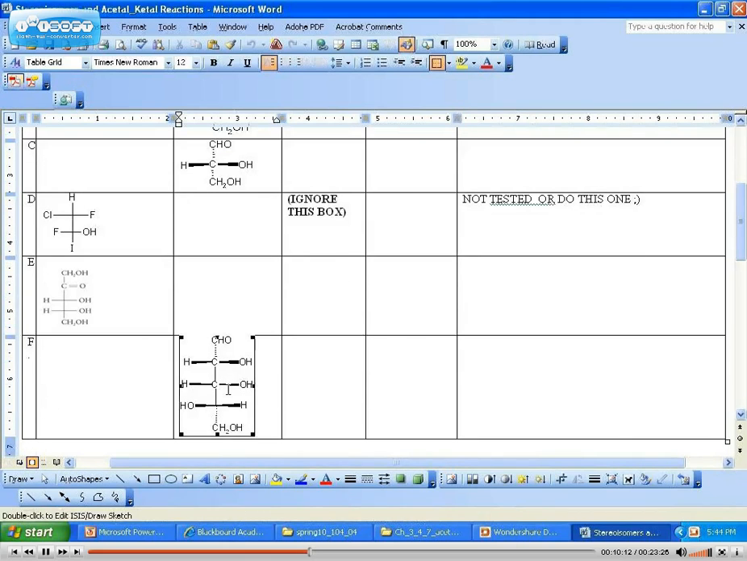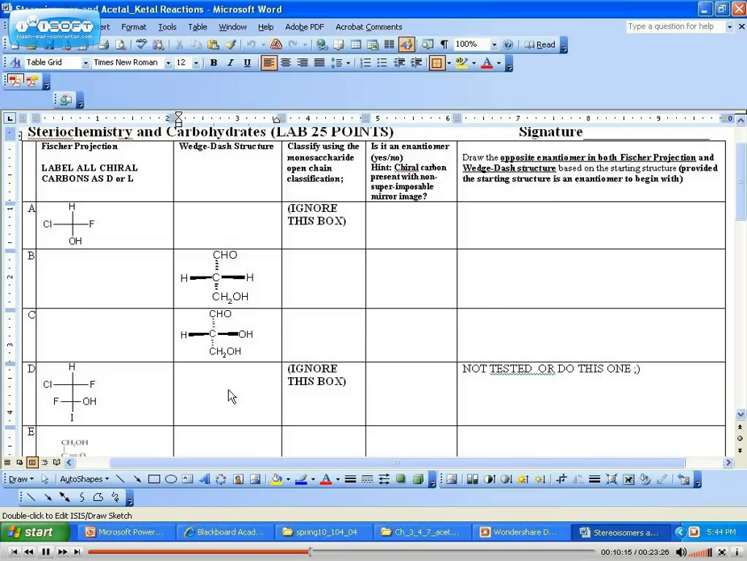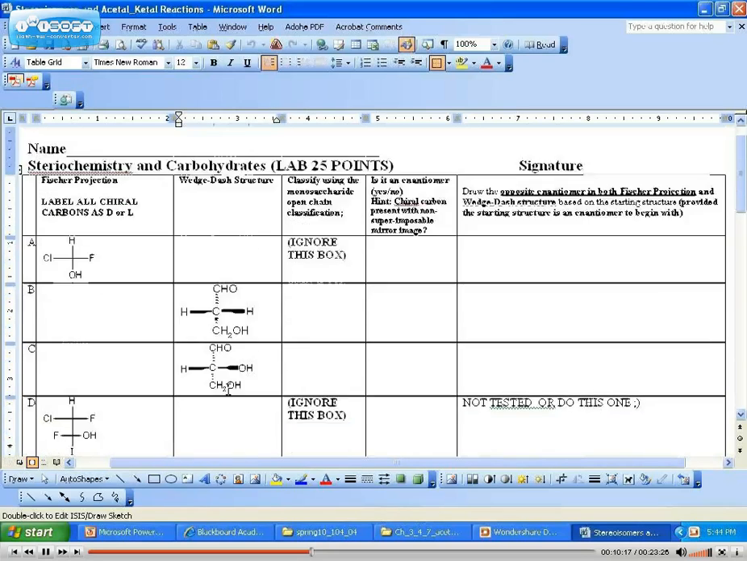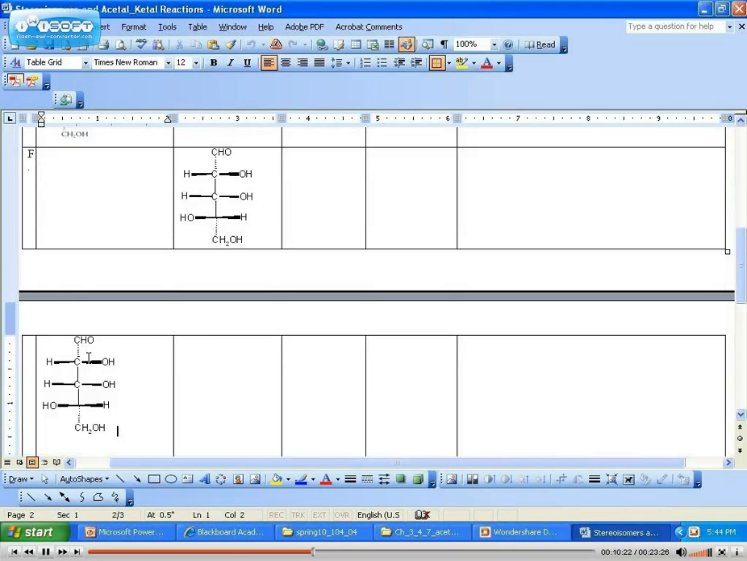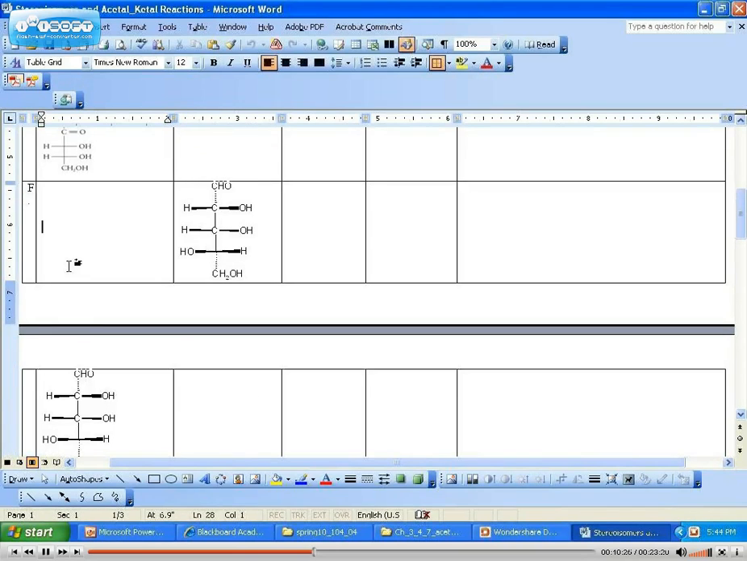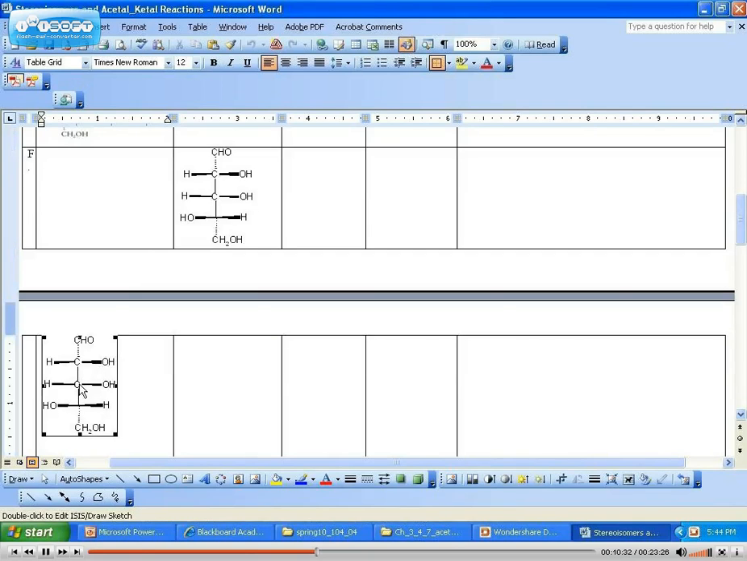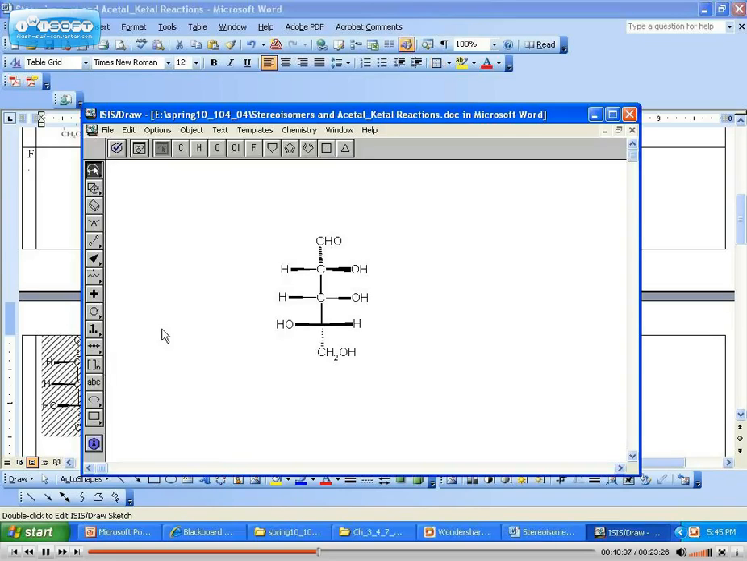Let's go to F right here. I'm going to go through the boxes now that we know how to do everything. Let's go ahead and create a Fischer projection. Oops, let's bring it up a bit. It may not fit. Oh well. So it's down here. Let's modify this and make this a Fischer projection. There we go.